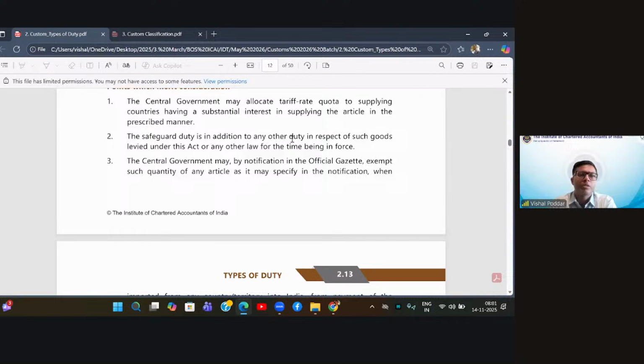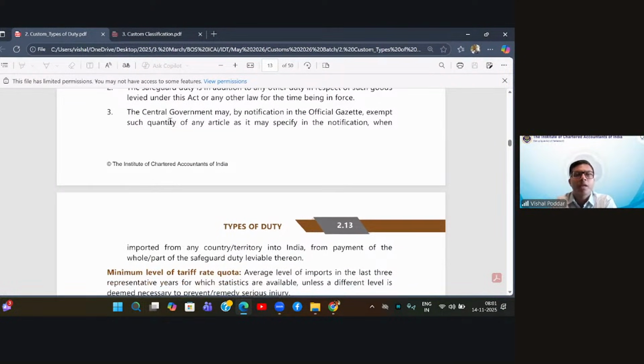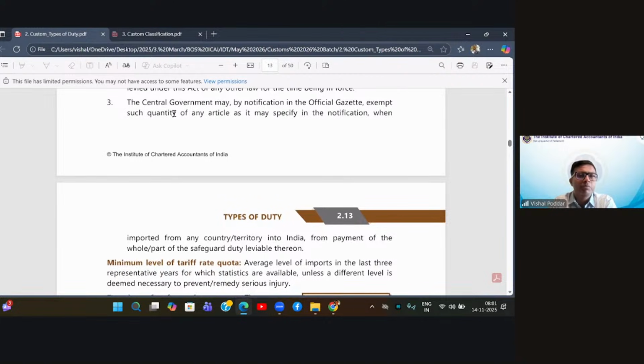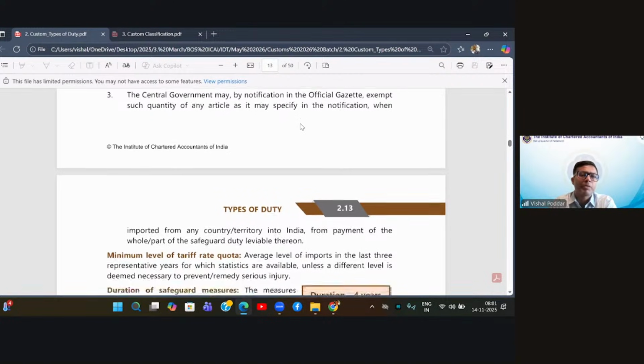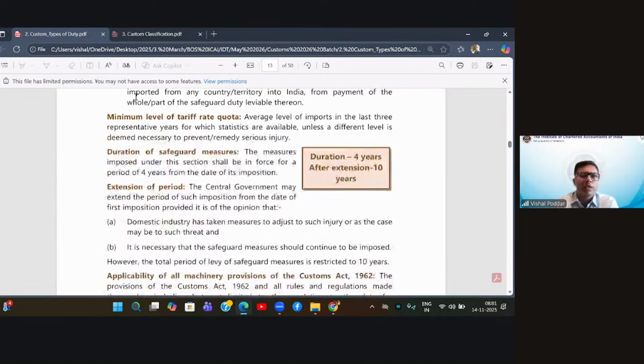Second, a safeguard duty is in addition to any other duty. So whatever this extra duty is, the government will levy it over and above all the above duties. So it is not a replacement, it is an addition to the above duties. The government may by notification in the gazette exempt some quantity of the articles as it may specify. So maybe a few goods may be exempted from the above safeguard duty, that anyways the government has to do. Now, the minimum level of tariff rate quota is the average level of imports in the last 3 representative years. So the government will fix the quota to allow up to this quantity, and we will levy no safeguard duty or a lower safeguard duty.